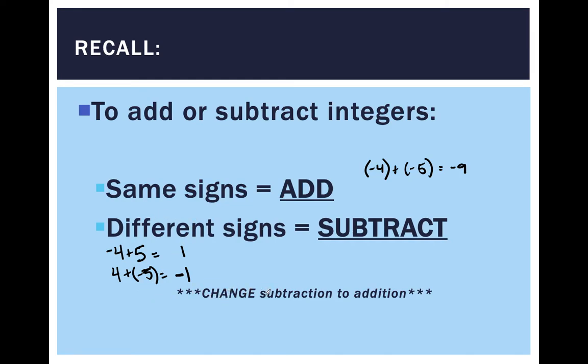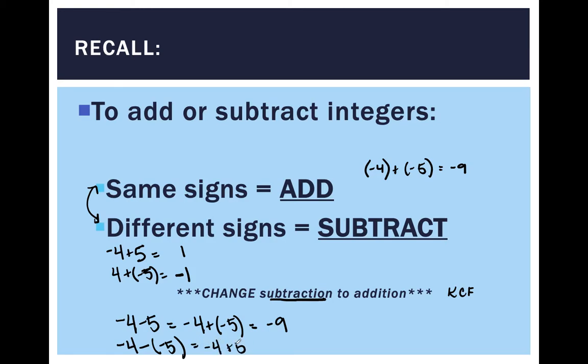We also talked about changing subtraction to addition and using the keep, change, flip idea like we use with dividing fractions, to change a subtraction problem into addition so that we can just use these same two rules. So for example, if you had -4 minus 5, you would change that to -4 plus a -5, which follows our first example and would be -9. You might have -4 minus a -5, which changes to -4 plus 5, which follows our second example.